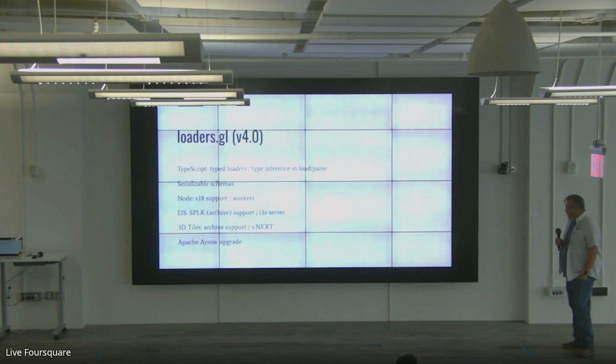We're also looking at generating schemas when we parse tabular data and meshes and so on, so you can see what the data types of the different columns are in a portable way. We're working on making those serializable so we can send them between workers and the main thread, for instance. Node version 18 will be supported. Also, node workers are supported now.